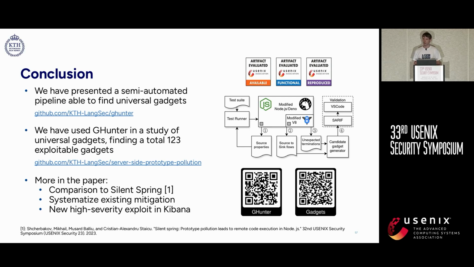For example, we have a comparison to a paper called Silent Spring, which kind of introduced the idea of universal gadgets in JavaScript runtimes. We also systematize existing mitigations for gadgets and prototype pollution. And we use this in a study of existing mitigations and find one new high-severity exploit in Kibana due to an incorrectly fixed gadget. That's it.